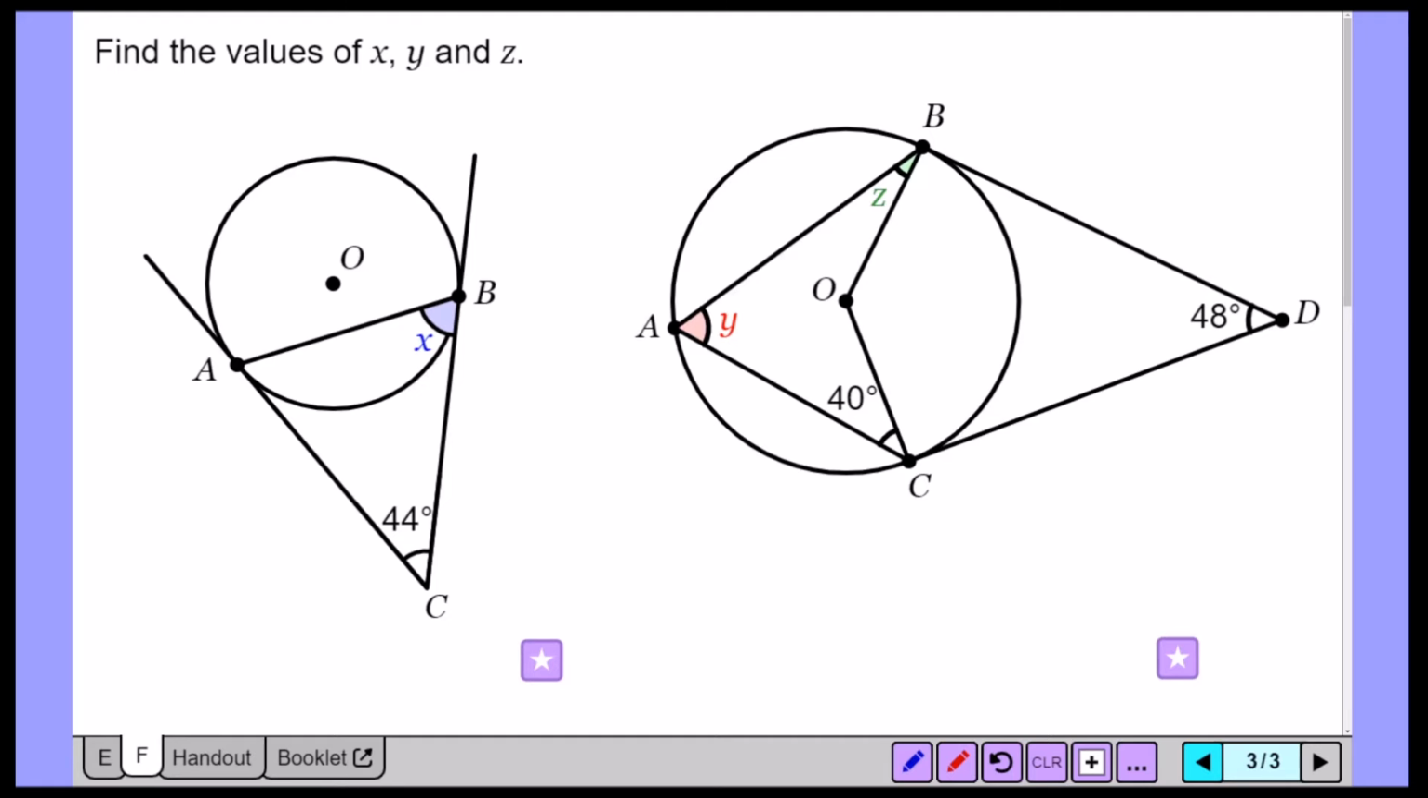In my first example, I know that I'm given an isosceles triangle. That's because this length and this length are both tangents to my circle, and therefore they're going to be equal. That therefore means that this angle and angle x must also be the same.